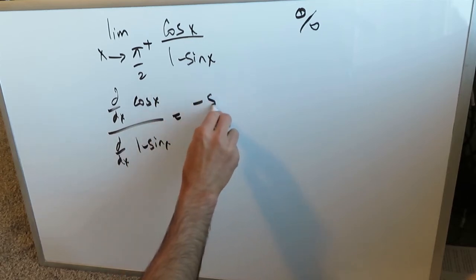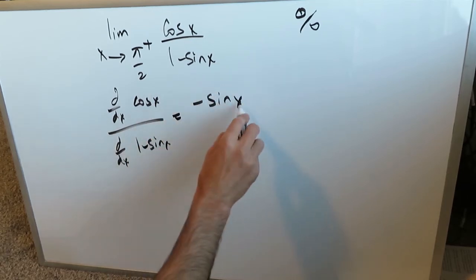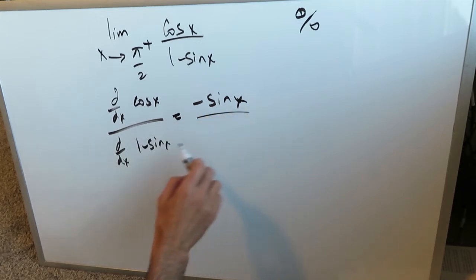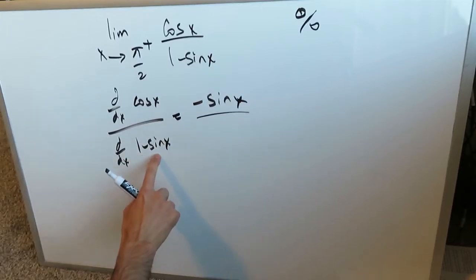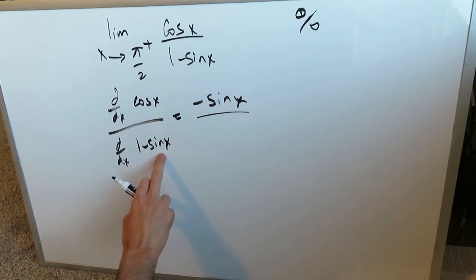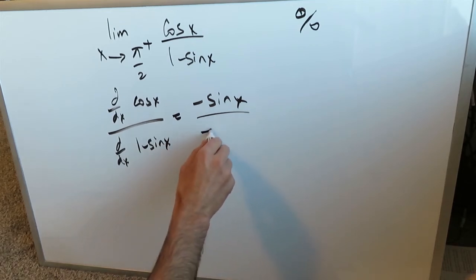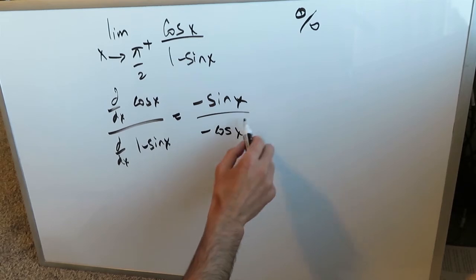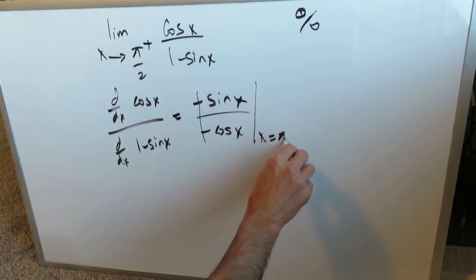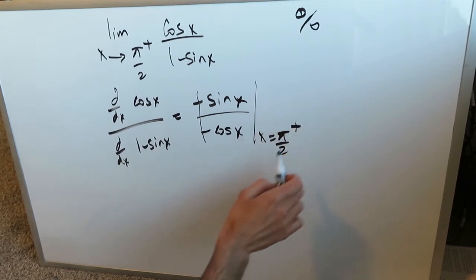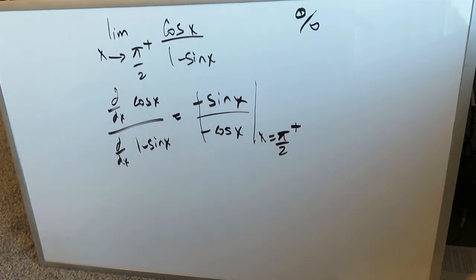This will come out as a minus sine x, because the derivative of cosine is a minus sine. Then right here, the derivative of this polynomial will be 0 for the 1, and it'll be cosine x for the sine, but you have a minus cosine x. Minus cosine x. When we cancel out those minuses, we get x approaching 90 degrees. What happens when we plug in 90 over here? We can plug in 90.